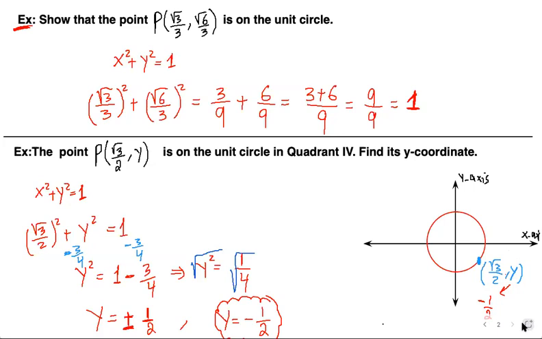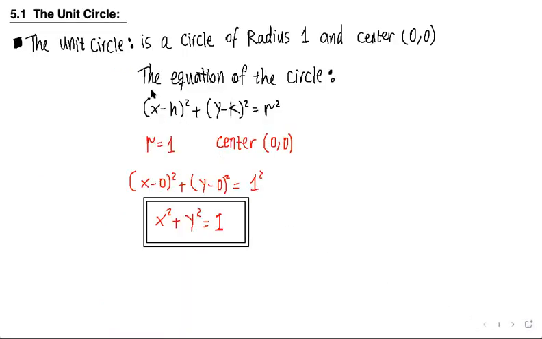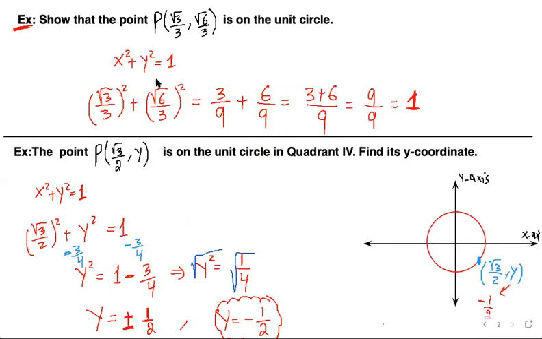Okay, so these are the two important things about the unit circle. You have to know the equation, and you have to know how to show any point is in the unit circle by plugging the point in, and you check. If they give me 1, this means the point is in the unit circle. Now here for the second example, they ask me what is the y coordinate. If they give me a point, what is the y coordinate? Again, we have to plug inside the unit circle equation, and then we have to check what is the possible value for the y.